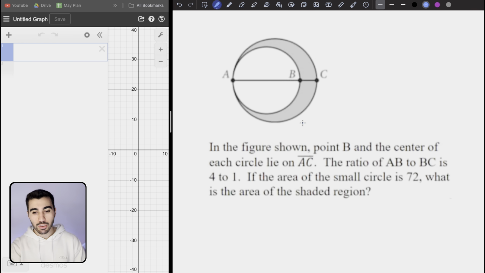Now, here's the next question. In the figure shown, point B and the center of each circle lie on AC. The ratio of AB to BC is 4:1. If the area of the small circle is 72, what is the area of the shaded region?